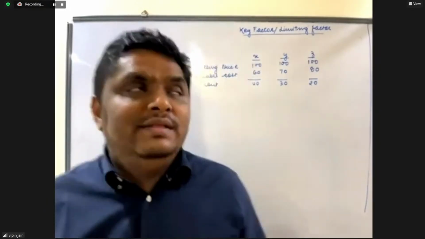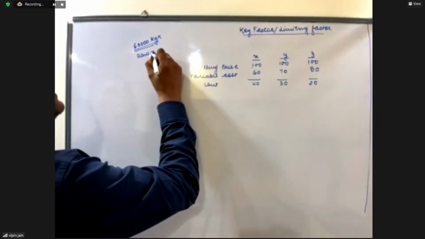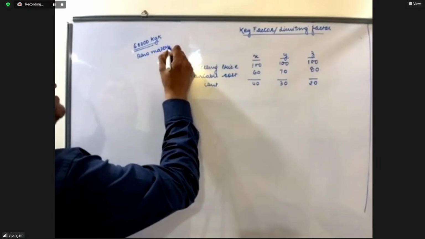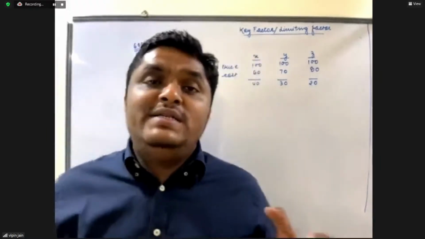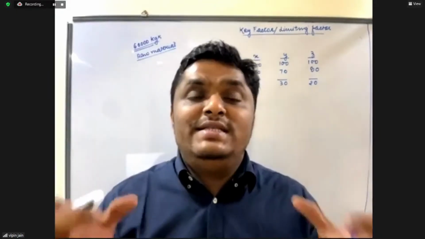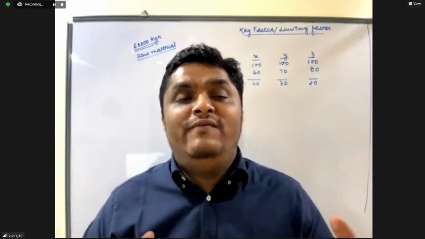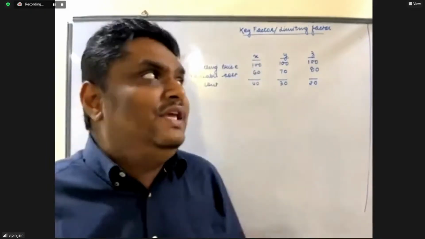So herein, this 60,000 kgs is what? The resource that is available in limited quantity. There is a limited supply of a resource. So in this case, since we have a very limited quantity of raw material, this raw material is known as the key factor.